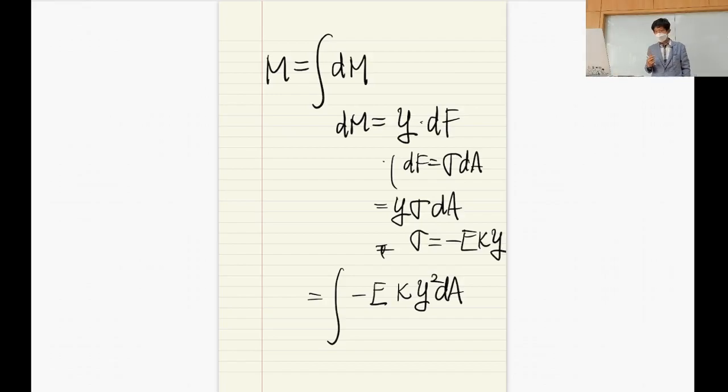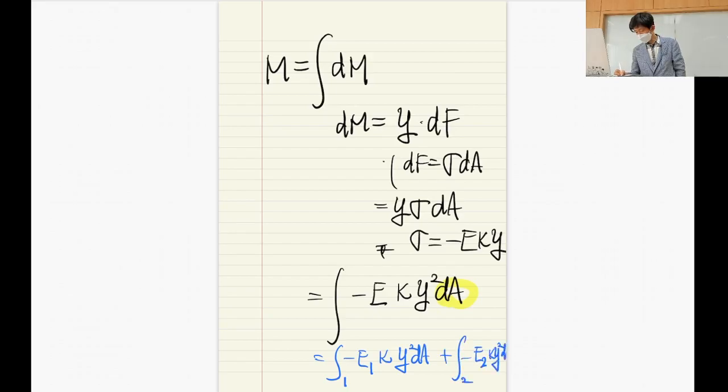Now I have multiple materials. For example, look at this. My integration is over the area, the position. So if I have multiple materials, let's say material 1, then we need to consider the elastic modulus for material 1. The curvature is the same, isn't it? And then y squared dA, plus minus the elastic modulus of material 2, the curvature, y squared dA. This is exactly the same as before, except we have different materials.